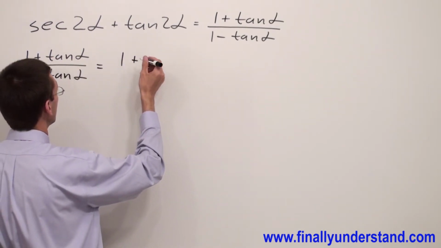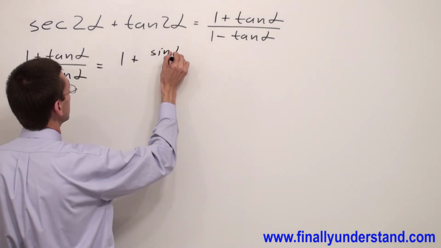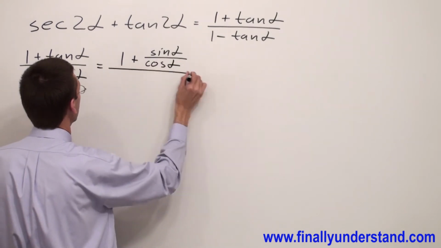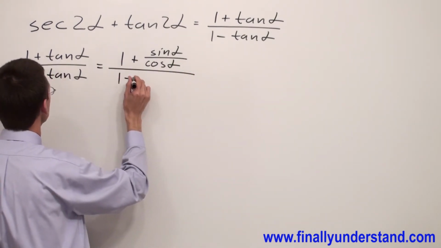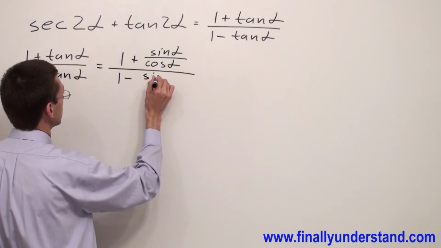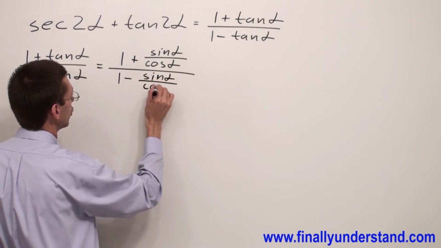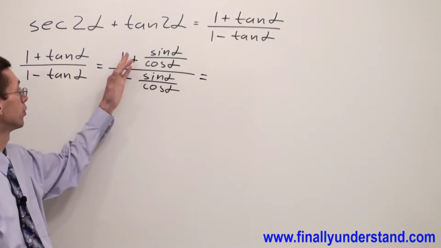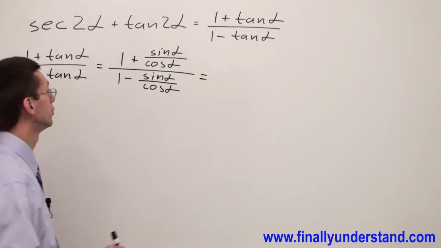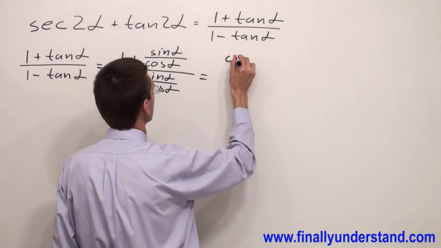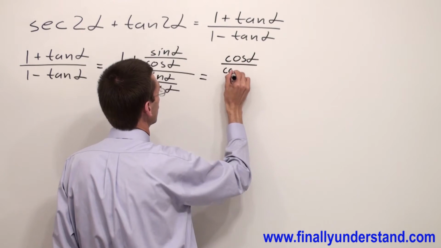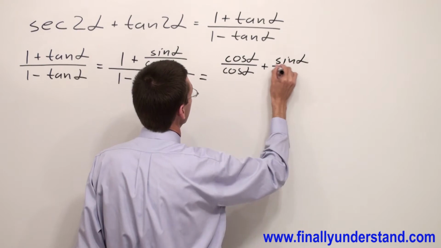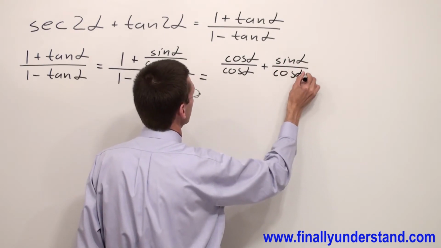I'm going to convert to sine alpha over cosine alpha over 1 minus sine alpha over cosine alpha. Because I have fractions, I'm going to convert 1 to a fraction. So I'm going to have cosine alpha over cosine alpha plus sine alpha over cosine alpha.